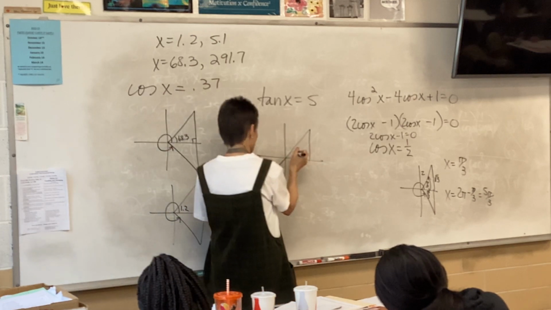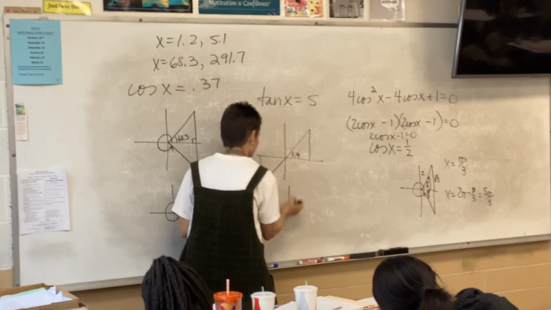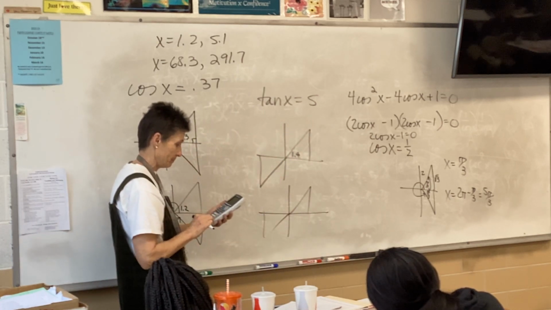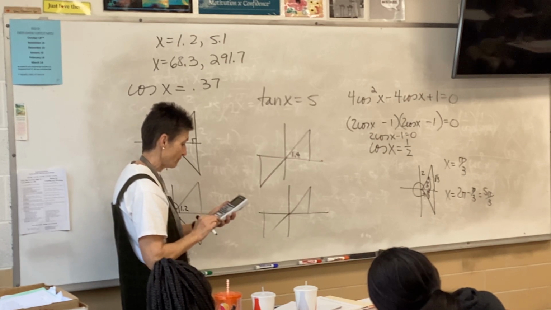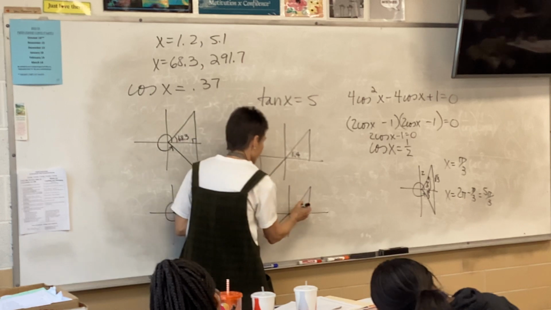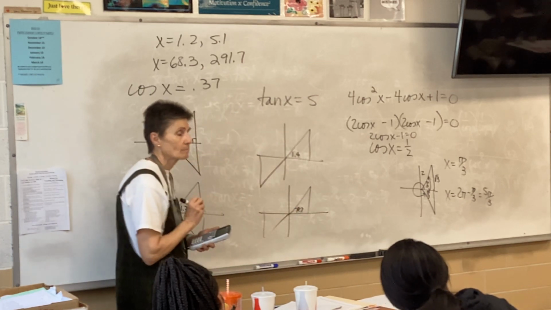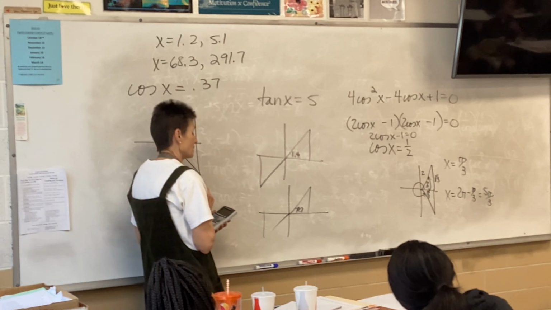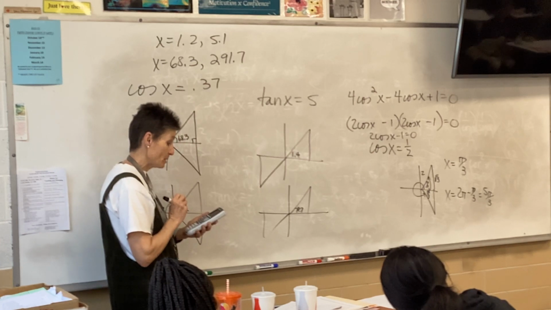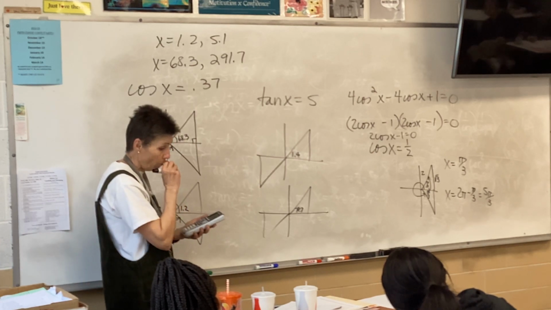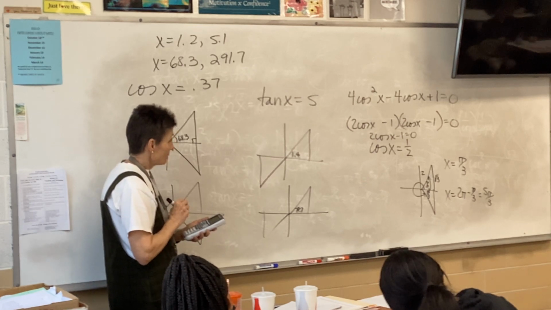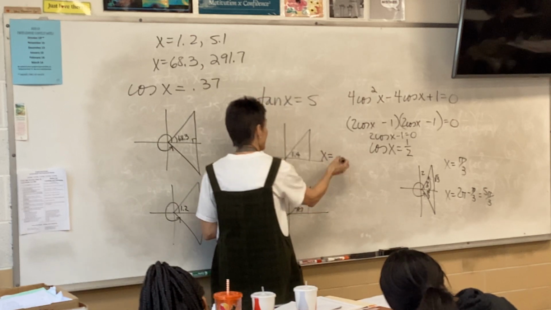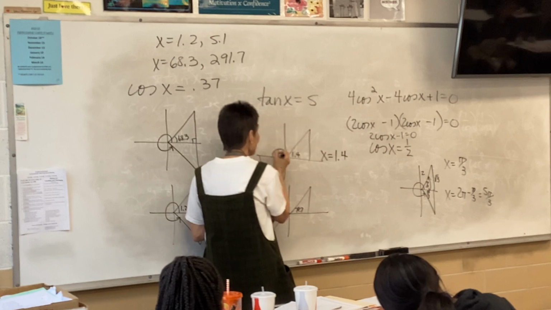I'm in radians, so on my first pass I'm getting 1.4. Now I'll do the same thing in degrees. Second tangent 5. I got 78.7. That's what I got, 78.69. All right, so now I've got to find all my answers. So back to radians here. One answer was 1.4. What will be the second answer?